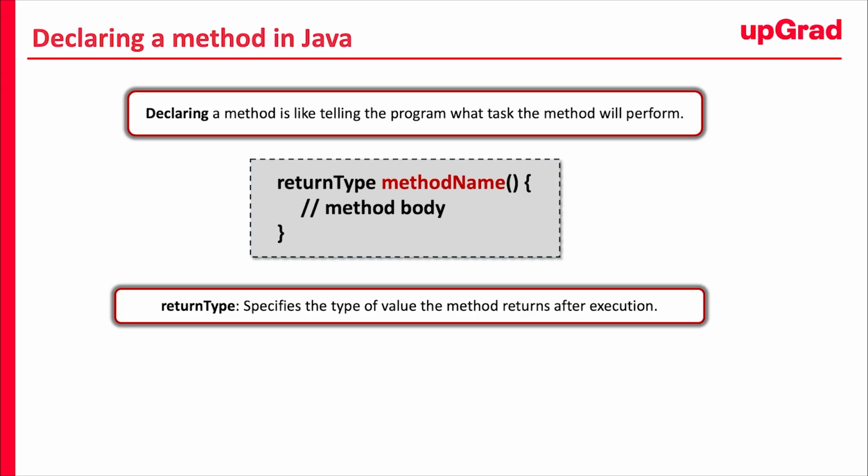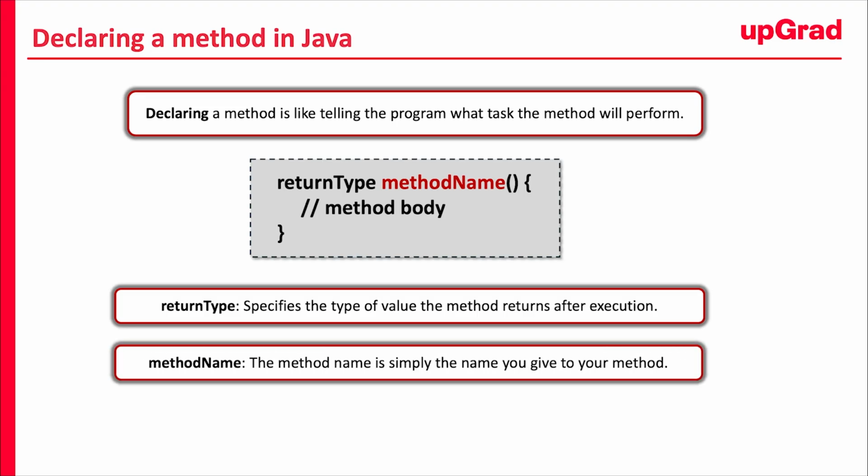Now, next is method name. The method name is simply the name you give to your method. It is what you use to call the method when you want to run it. It's up to you. You can name it anything.